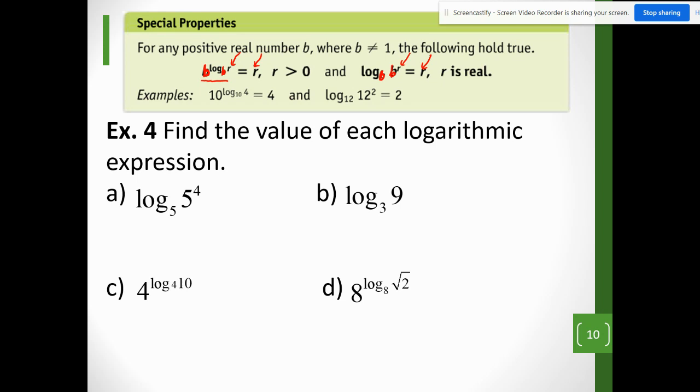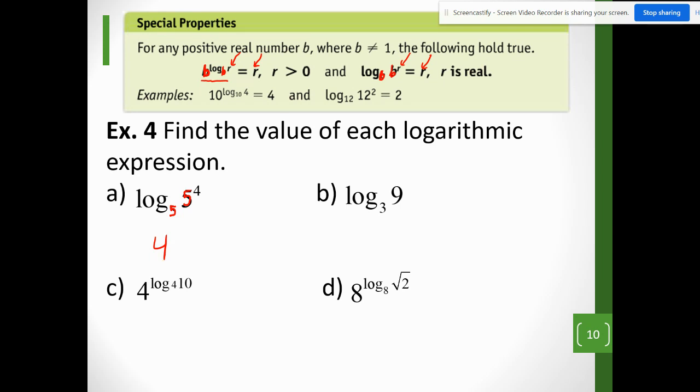So let's take a look. Example A. Let me emphasize, this one and this one repeat. Log base 5 of 5 to the 4th. When those repeat, I'm just going to get 4. Answer here is just 4.